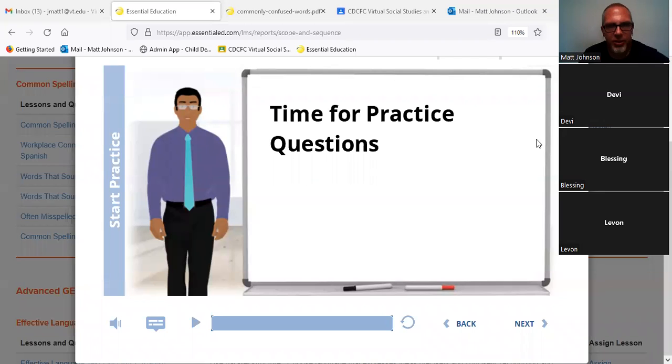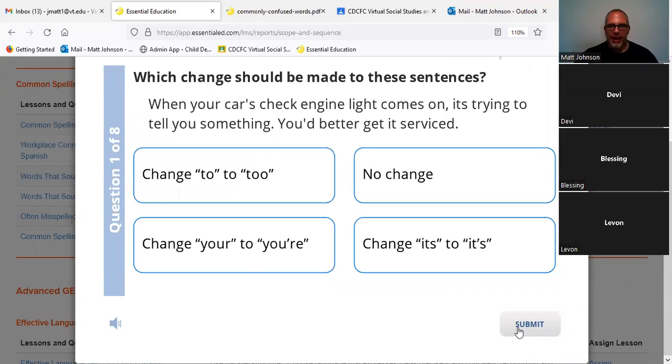Okay, so our questions. Right out of the gate here. So when your car's check engine light comes on, it's trying to tell you something. You'd better get it serviced. So we need to change that form of it's to it is. And as we could see, if we replace that and try it with it is, right, it makes sense.